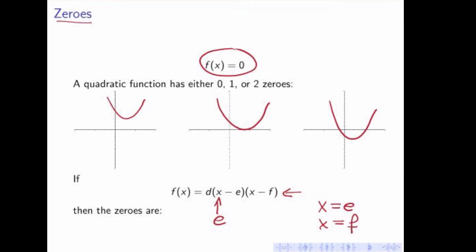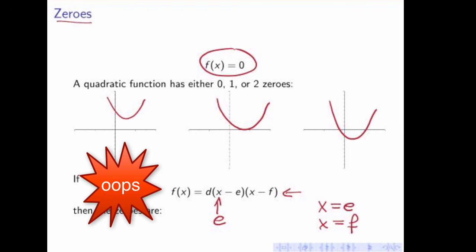Now I just noticed that I use f twice on the left and on the right, so this is completely impossible. So this should be a capital F to distinguish the zero f and the function F. So I apologize for that.